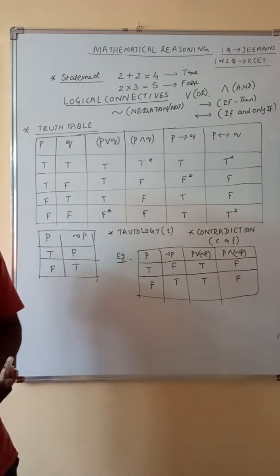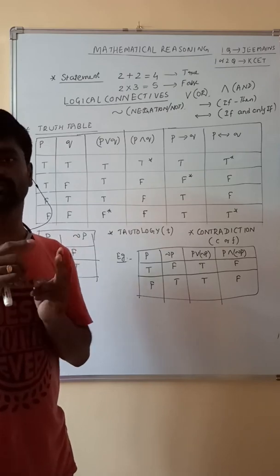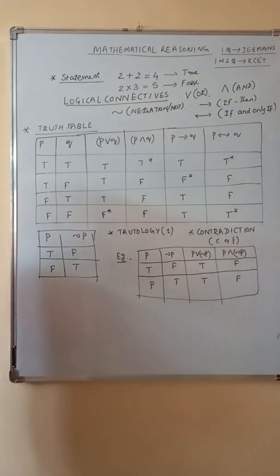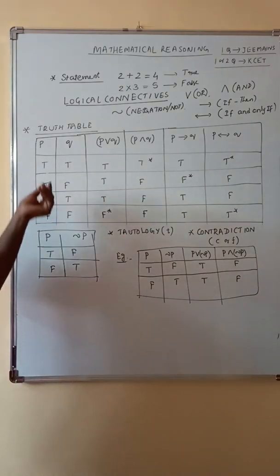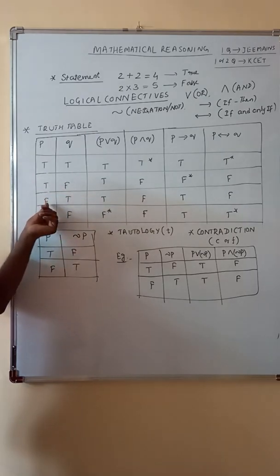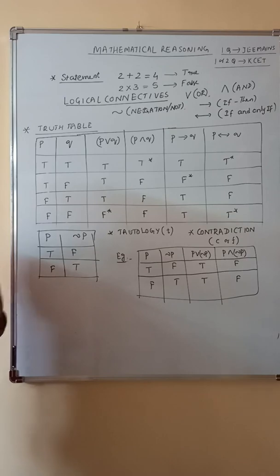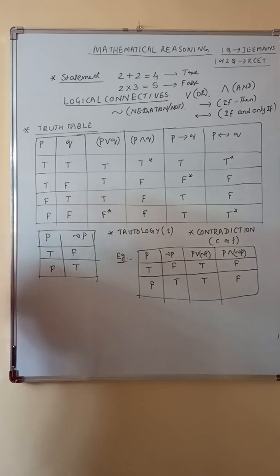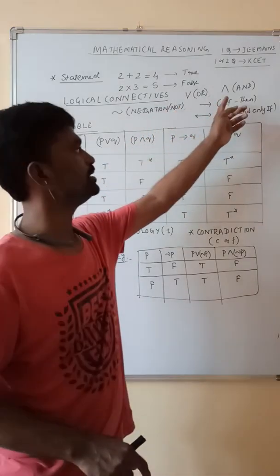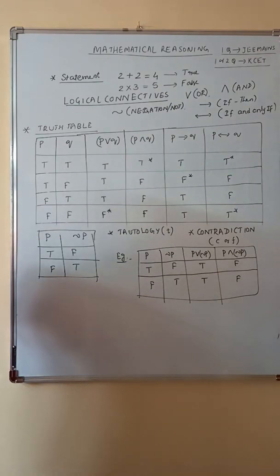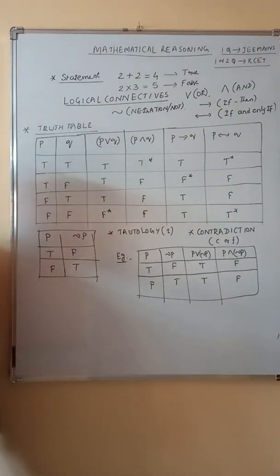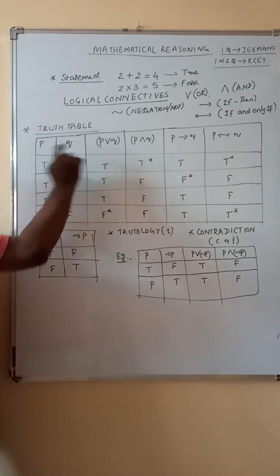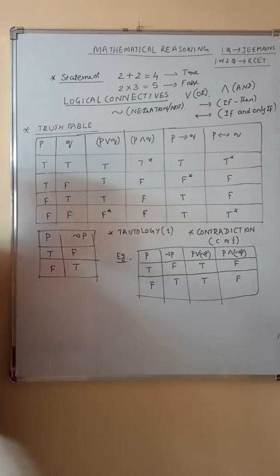Now the truth tables. How to remember truth tables? Suppose we have two given statements. What are the possible combinations of their truth values? Either both are true, or first true and second false, or first false and second true, or both are false. These are the four possibilities for the truth values of two given statements P and Q. Here P and Q are simple statements, meaning statements which do not contain any logical connective like or, and, if then, if and only if, or negation. How to remember these truth tables? For every connective we have one key point.